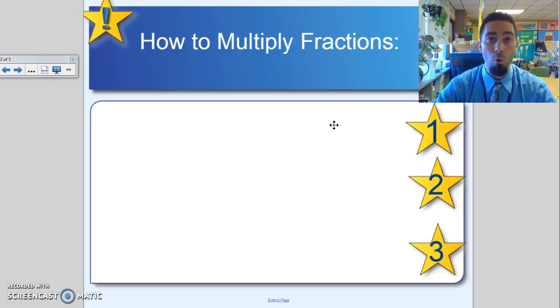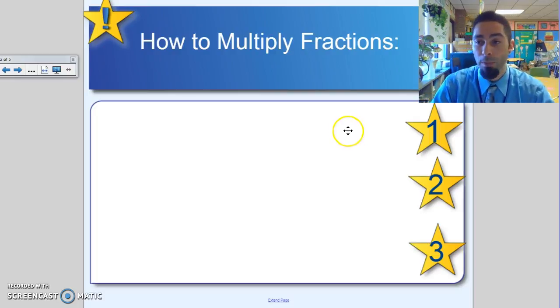So you're writing down all of the steps here and through on every single slide, because every single time you see that exclamation point inside that star, that's a note page. So you're going to be writing every single note page that has that exclamation point. So the first note, how to multiply fractions.